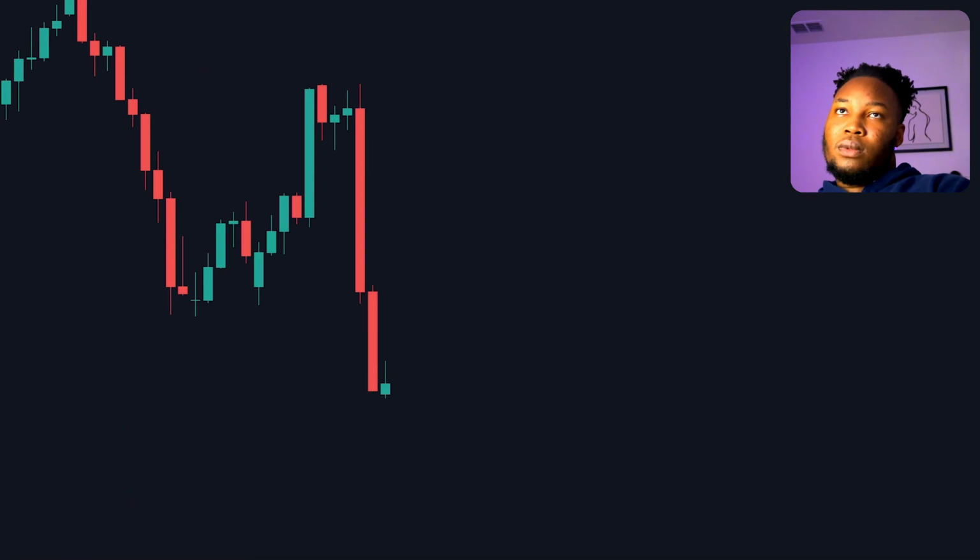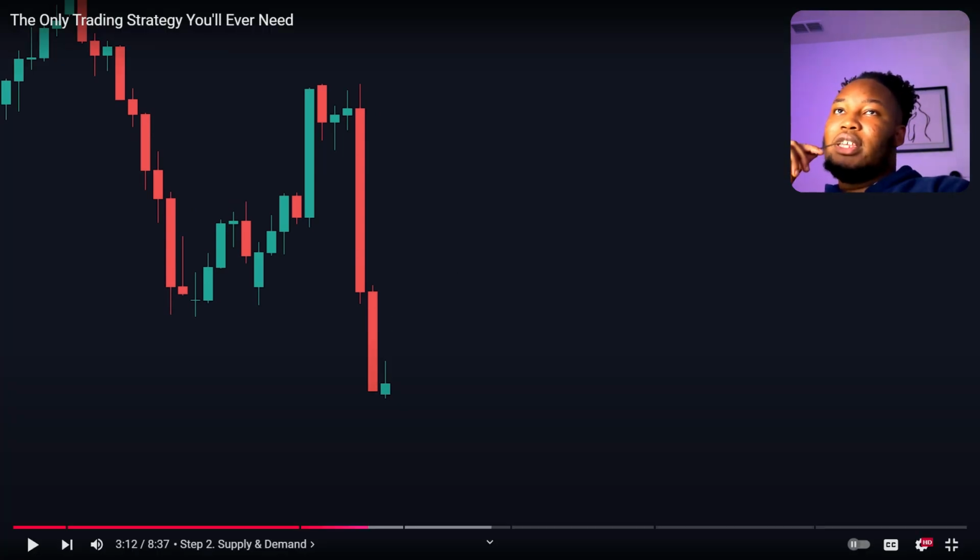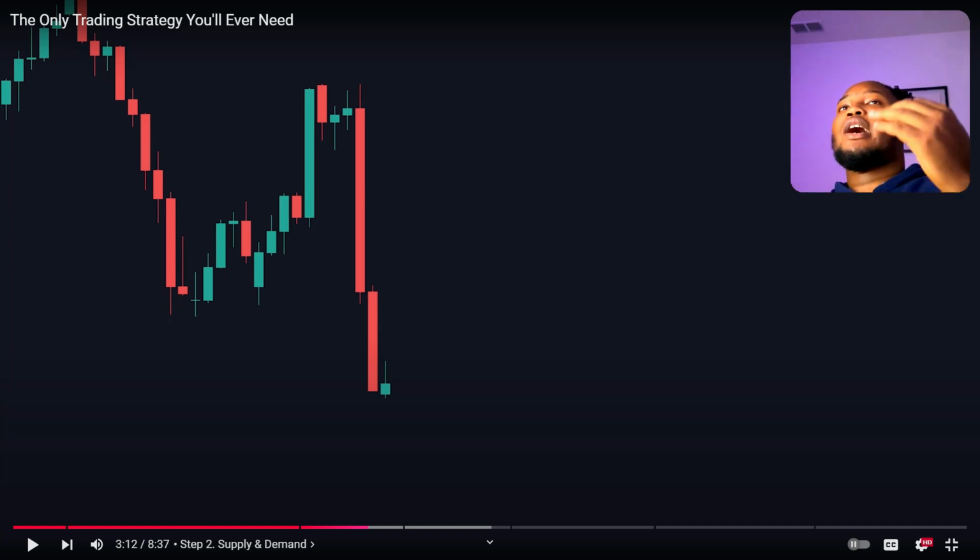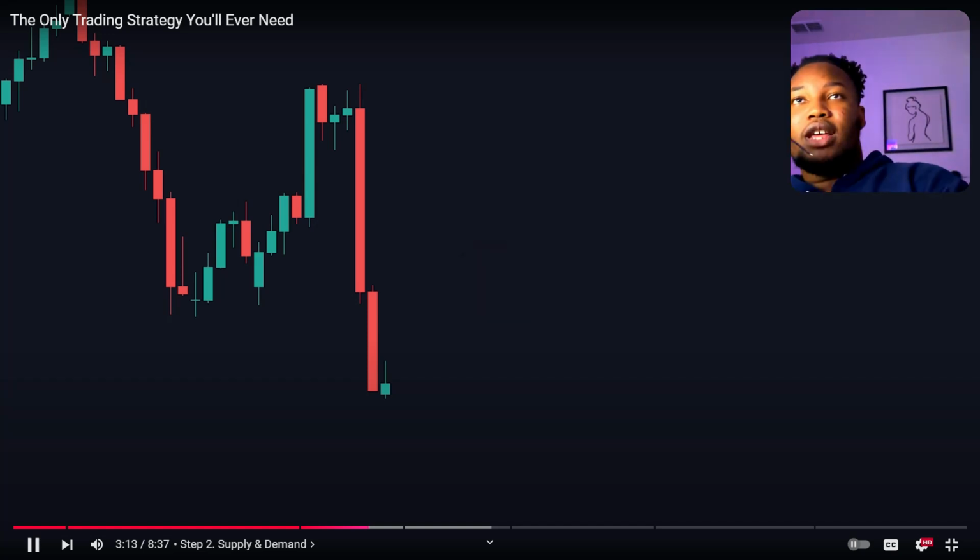Nice. A supply zone is... Okay, so that was easier said than done. He didn't say exactly where we should get in or something to help us, because we all saw a bunch of supply zones. Why did he pick that specific supply zone? So that's something people want to learn about. You want to know exactly how to enter the trade, not by just telling everything, but explain more so we can understand.